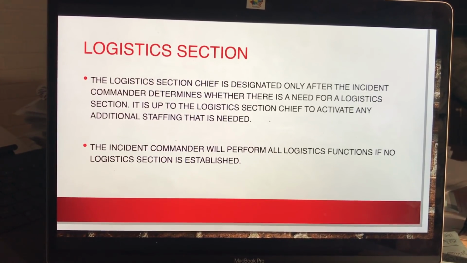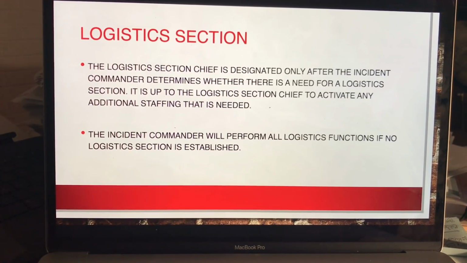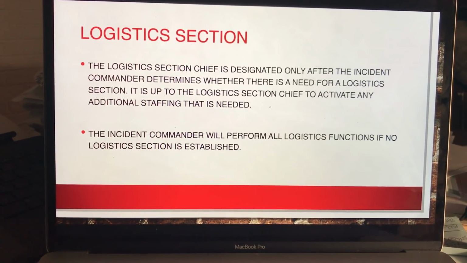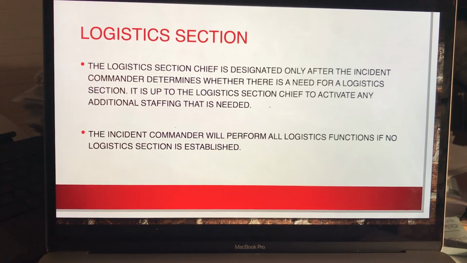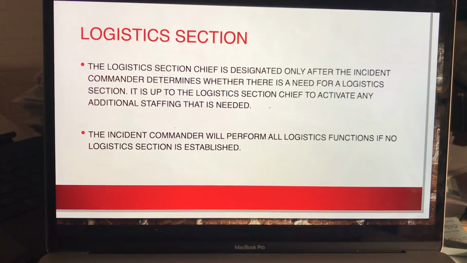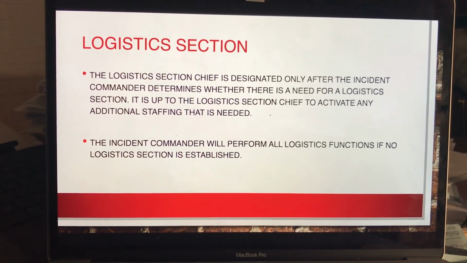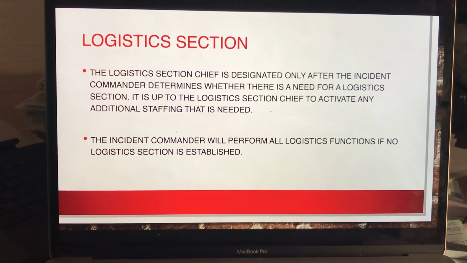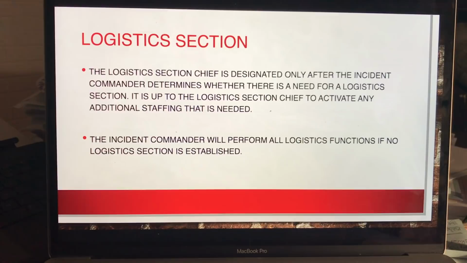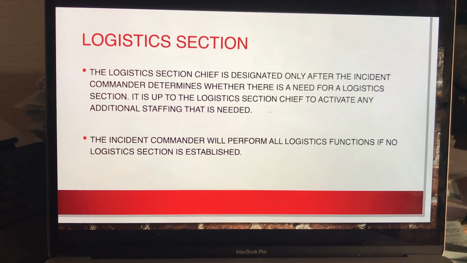Logistics section. The logistics section chief is designated only after the incident command determines whether there's a need for a logistics section. It is then up to the logistics section chief to activate any additional staffing that is needed. The incident commander will perform all logistics functions if no logistics section is established.